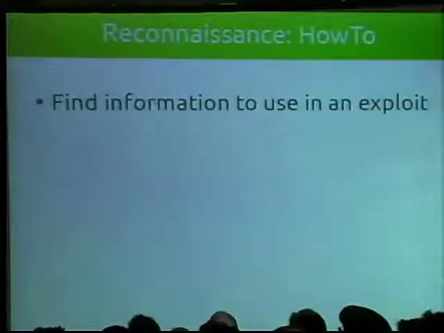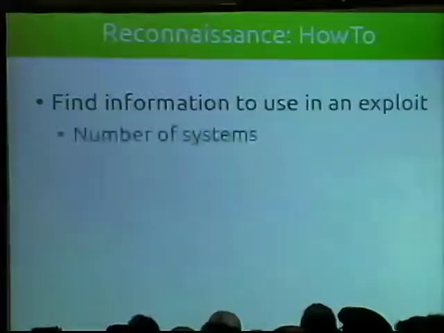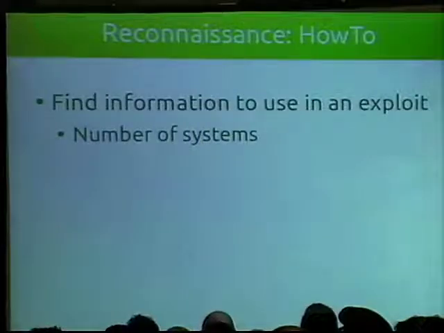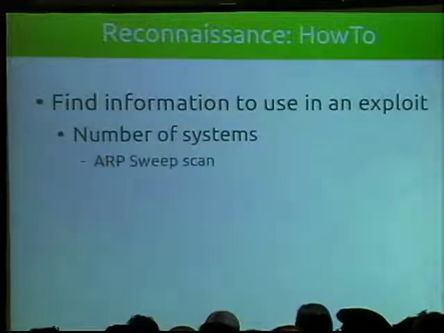So before we talk about anti-reconnaissance, let's talk a little bit about reconnaissance, how it works, and why it's hard to prevent. So one of the most basic things you want to find out when you first gain access and try to perform reconnaissance is how many systems are there, what computers are up. So you're going to use an ARP sweep scan for this. It's one of the most basic techniques.